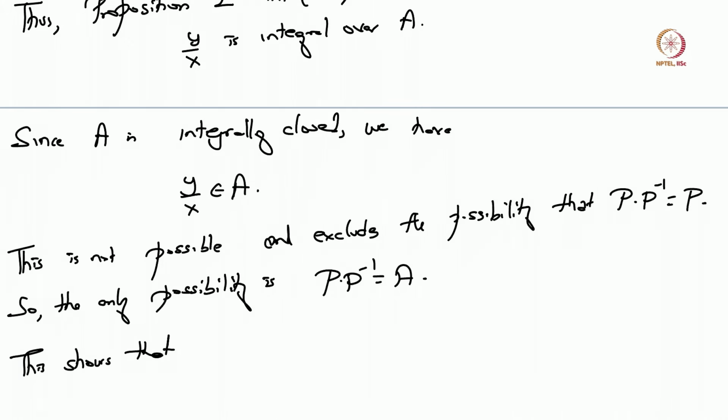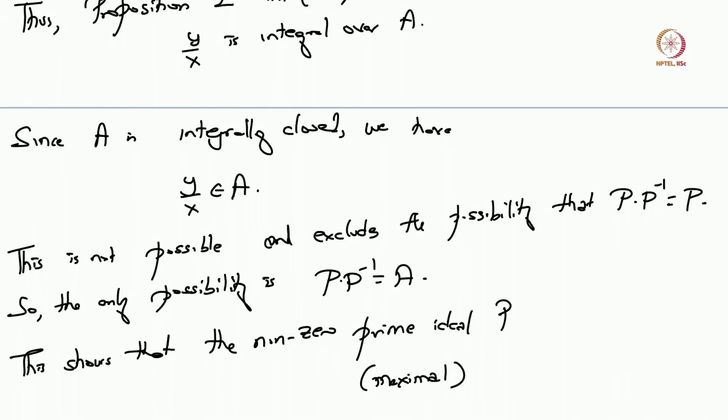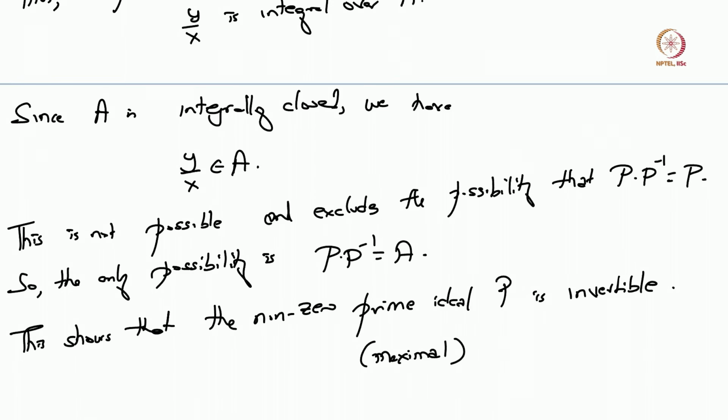And so this shows that the non-zero prime ideal, which is also maximal, is invertible. In a Dedekind domain, every non-zero prime ideal is maximal, and every maximal ideal is of this form. So this shows that the non-zero prime ideal P is invertible. Okay, so this completes the proof of the lemma.